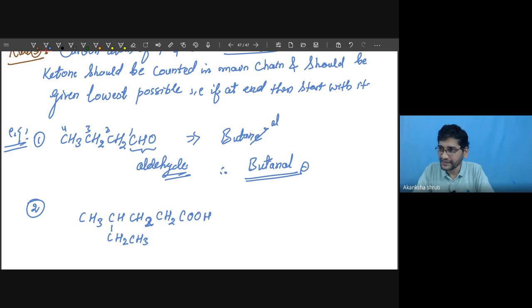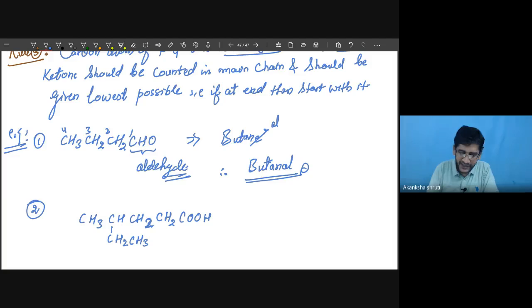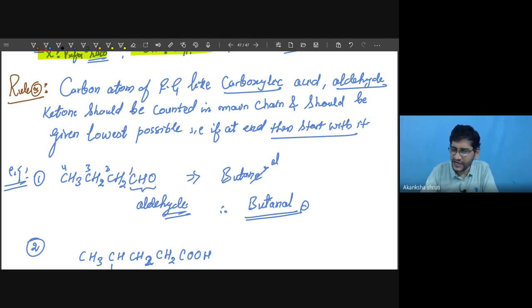Start counting the maximum number of carbon chain. It means start counting the number of carbons in the longest possible chain. Students, wherever this functional group is there, as we have written, you must start from the end.